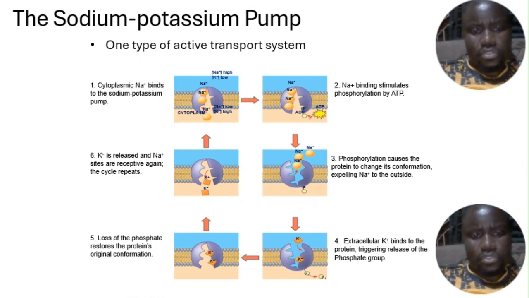and the cycle continues. So what we see is that 3 sodium particles will be pumped out of the cell and 2 potassium particles will be pumped into the cell. Therefore, we end up having sodium as the most abundant electrolyte outside the cell and potassium as the most abundant electrolyte inside the cells.